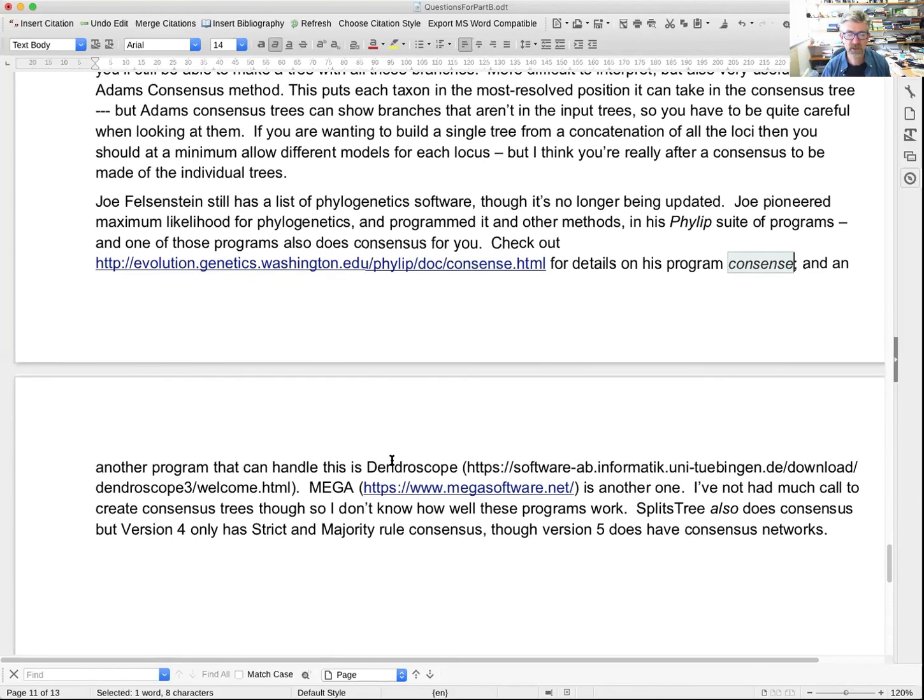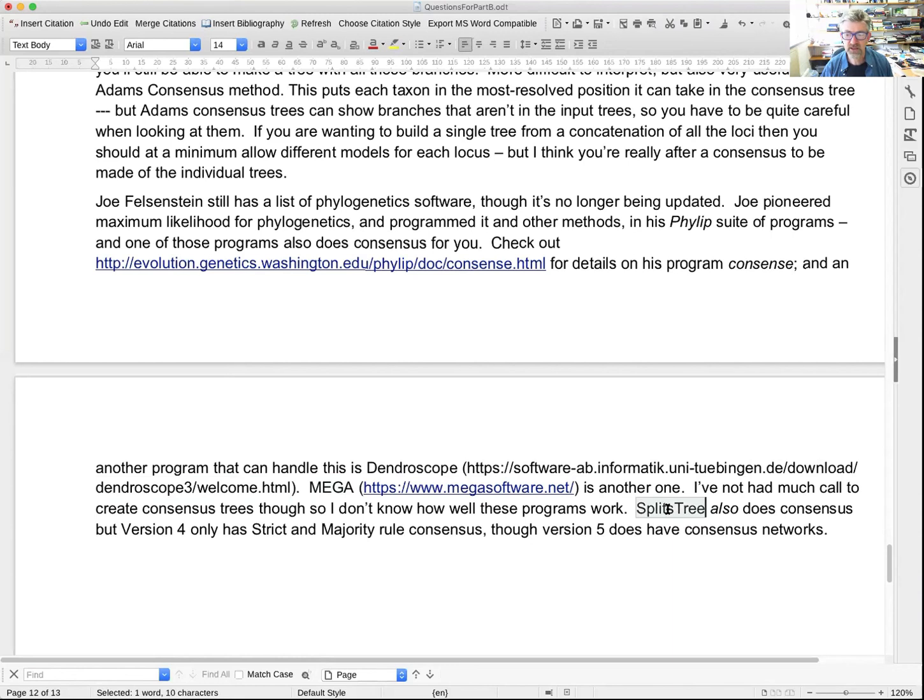One other is called Dendroscope, and there's a URL given here, which you might need to paste into a web browser. I think it's put an accidental space in there, so just be a bit careful pasting that in. So that does some consensus methods. So does Mega. As I said, I don't use Mega, so I haven't got experience in using that for consensus.